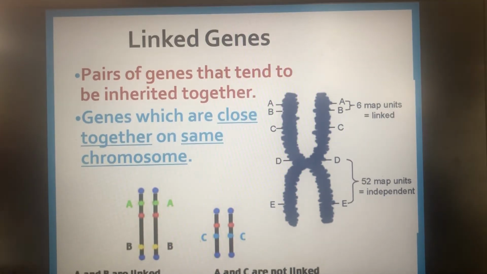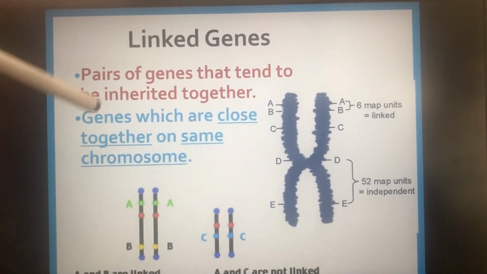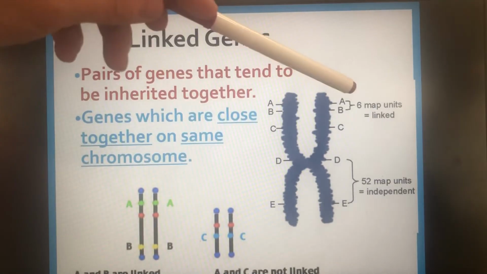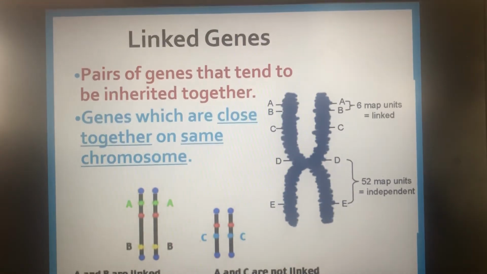Linked genes are pairs of genes that tend to be inherited together. By definition, they're inherited together. And in order for that to happen, the genes have to be close together on the same chromosome. So if you look, genes A and B are close together. They're only 6 map units, and a map unit is the unit that we use to measure the distance between genes.